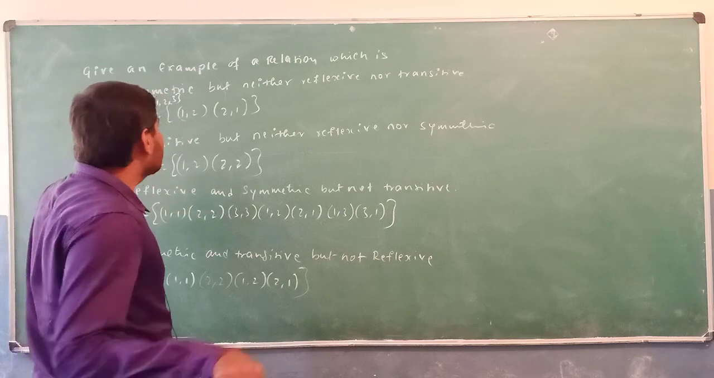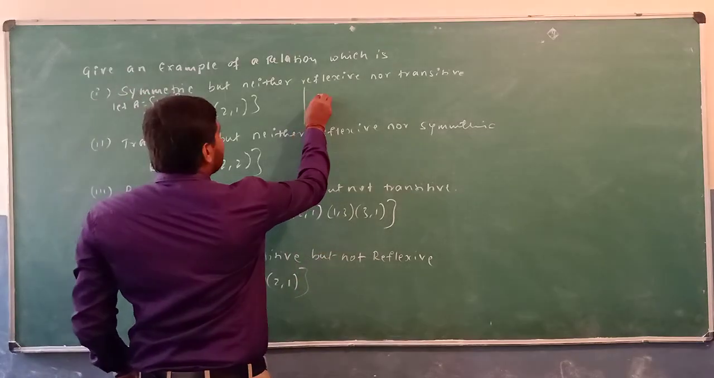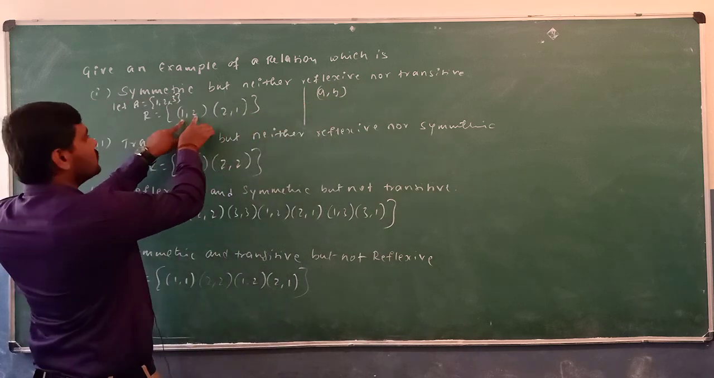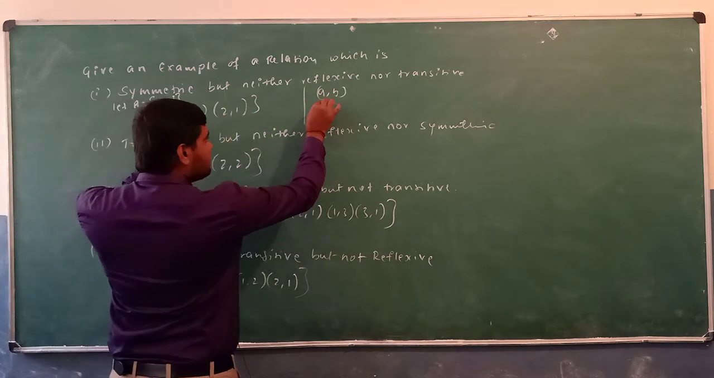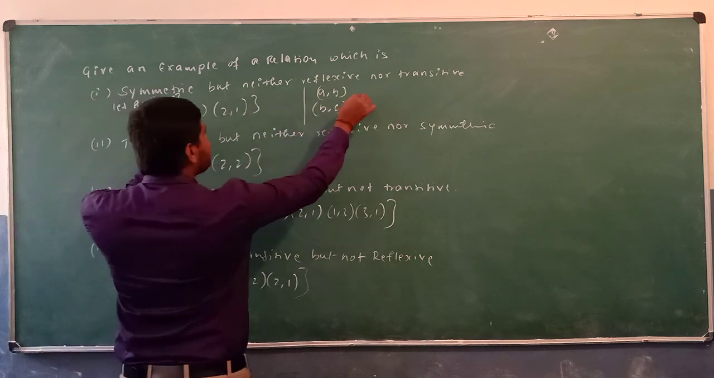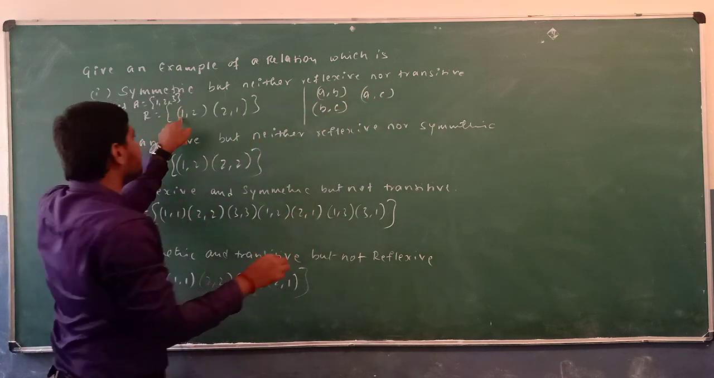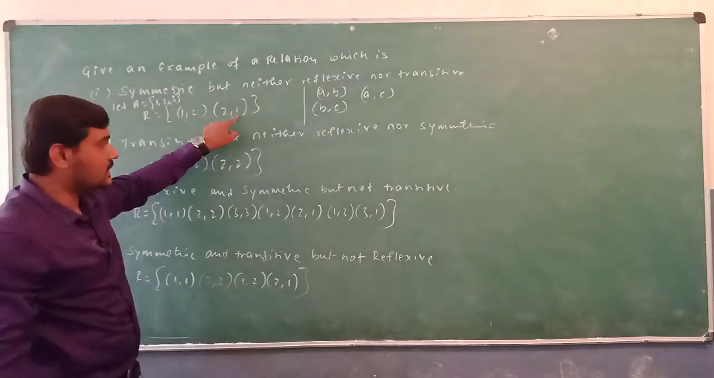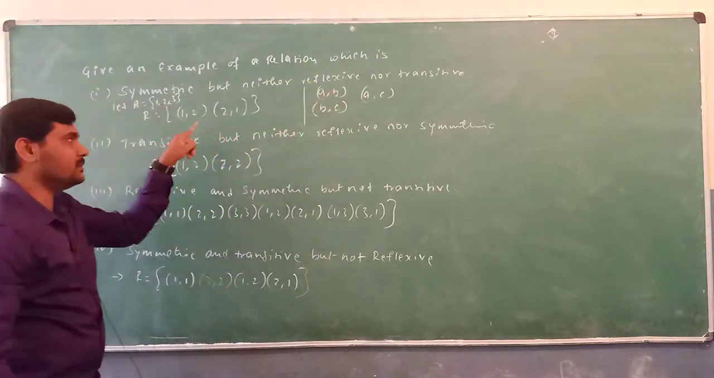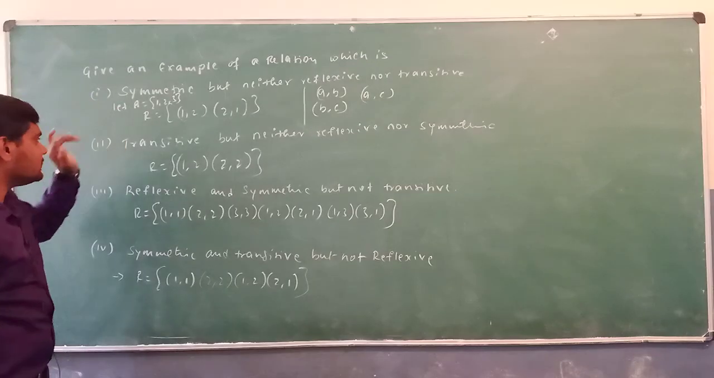Let me explain here. (a, b) is (1,2), and (b, c) is (2,1). But what about (a, c)? Here (a, c) is (1,1). So this relation is not going to be transitive, and it is not going to be reflexive. Clear? That's the second one.